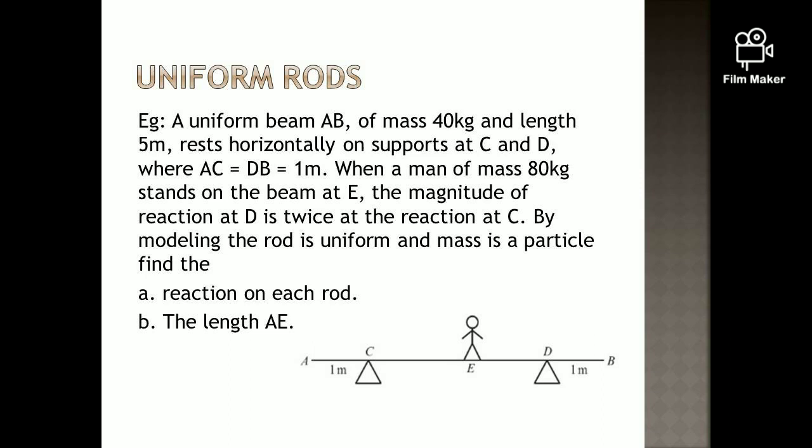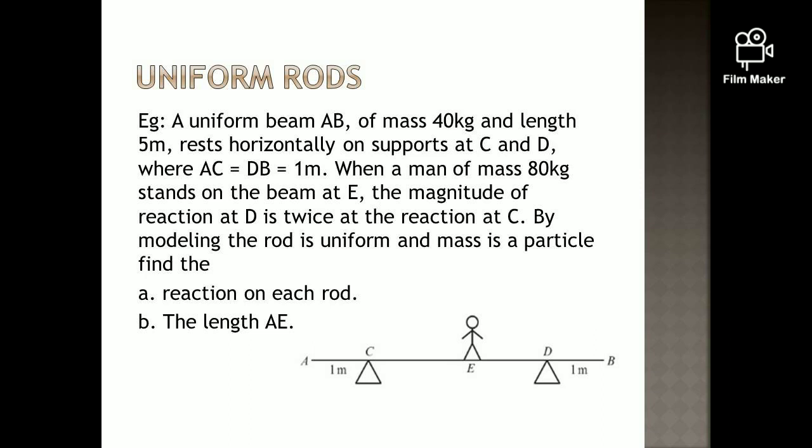Since it's kept on two supports C and D, where AC is 1 meter and DB is also 1 meter, there would be two reactions acting at C and D. We still don't know what the reactions are, so you can mark the reactions RC and RD. When a mass of 80 kilograms stands at point E, there would be a weight of 80 times gravity acting downwards. At E, the magnitude of the reaction at D is twice the reaction at C.